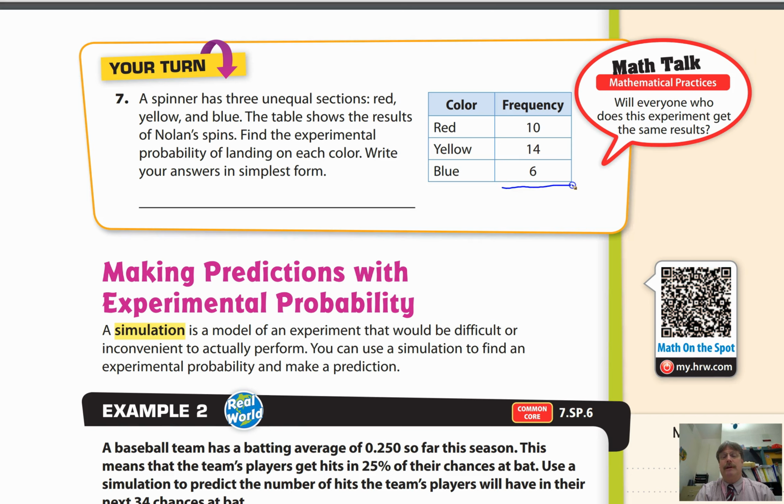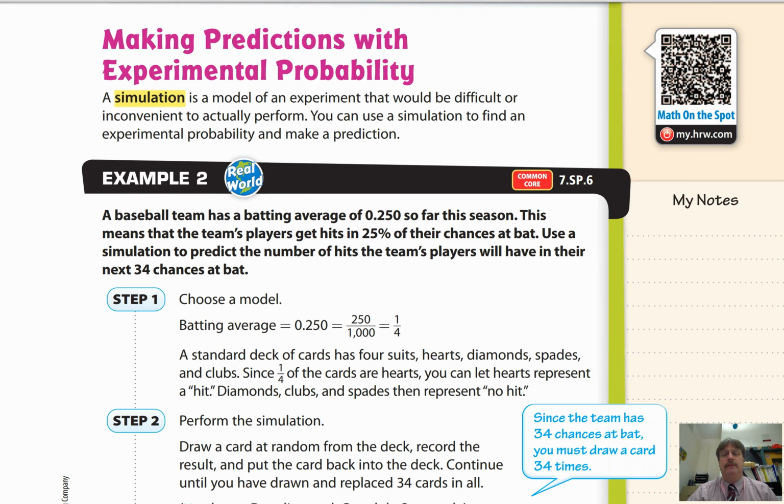So the first thing we have to do is total this up. So 6 and 14 is 20, plus 10 is 30. So that's our total. Now for red, we would have 10 out of 30. For yellow, we would have 14 out of 30. Blue, we would have 6 out of 30. And then, of course, you would simplify those to get down to a smaller ratio. Sometimes we use an experiment when it becomes very difficult or inconvenient to actually perform something. So we use a simulation to determine our probability and make a prediction.